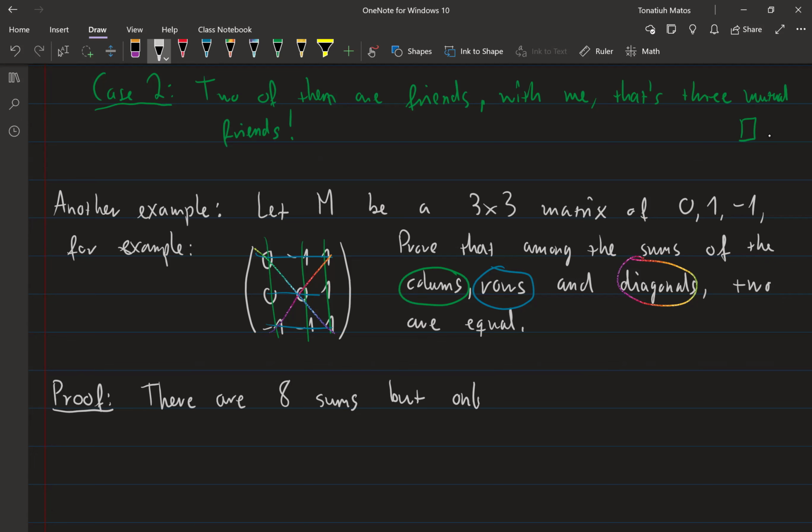But there are only 7 possible sums, which are -3, -2, 0, and so on, all the way to 3, right? You cannot get anything bigger than 3 or smaller than -3 because you only have 3 numbers. So there are 7 possible sums, but 8 of them, so 2 of them must be the same, right? Okay, this was simple.